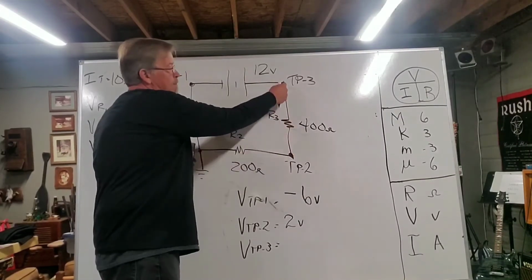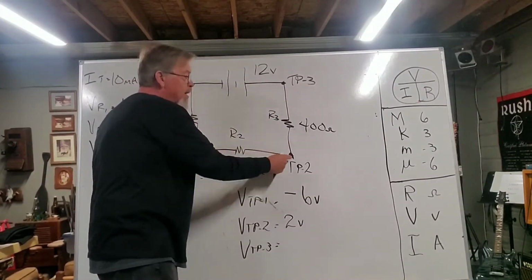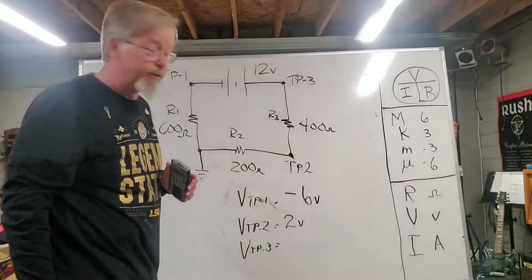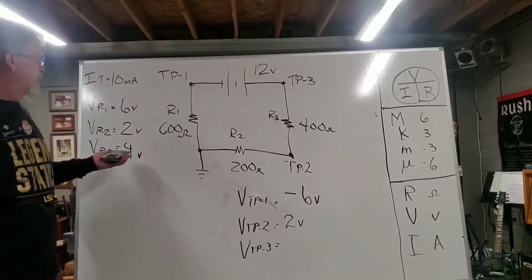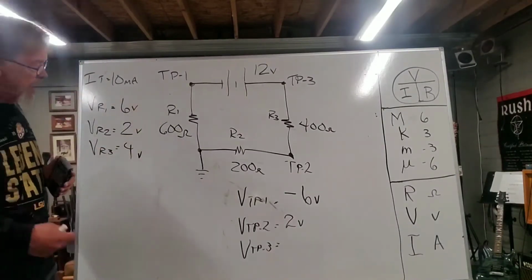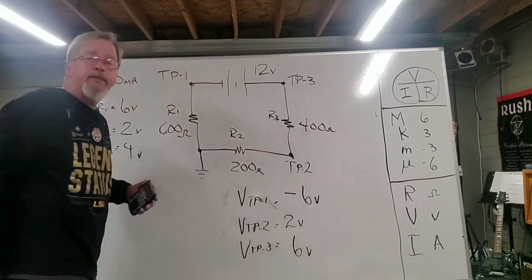And if I put my red lead on test point 3, I'm measuring across both R2 and R3. So I'm going to measure the combined voltages of R2 and R3. Okay, so the combined voltages of R2 and R3, when added up, gives me 6 volts.